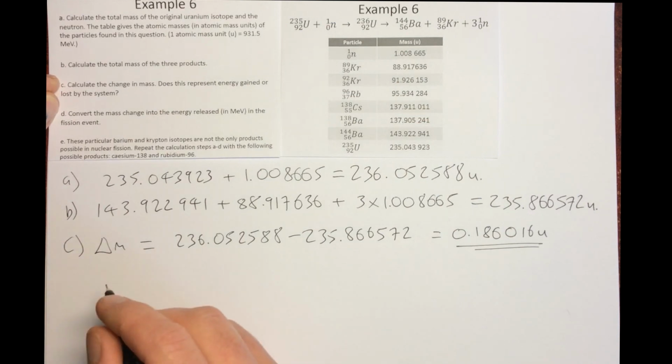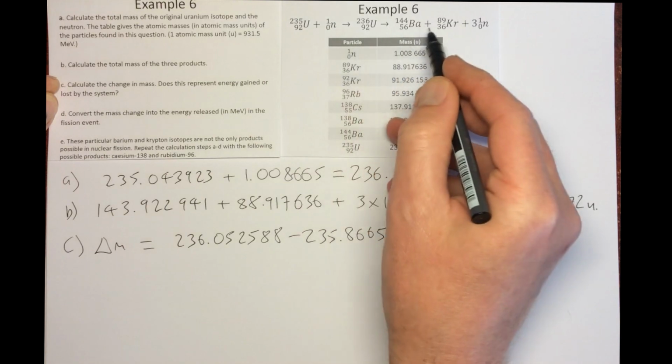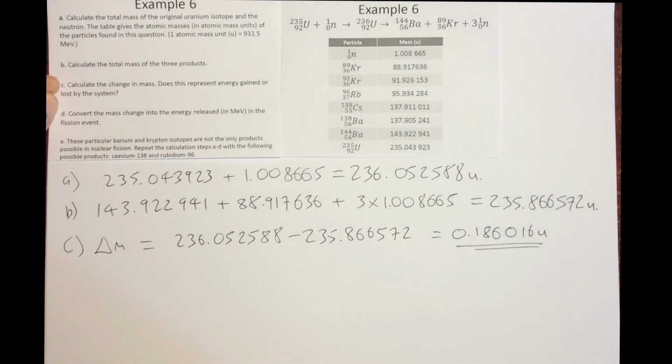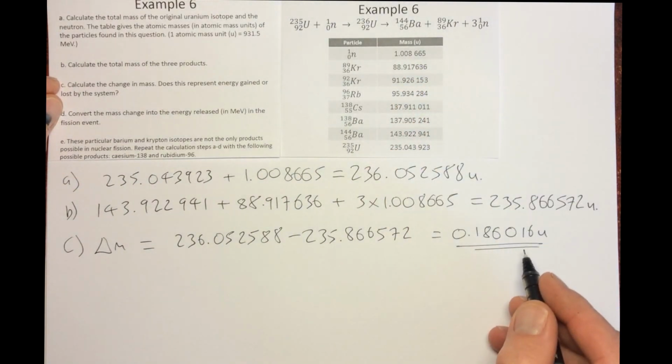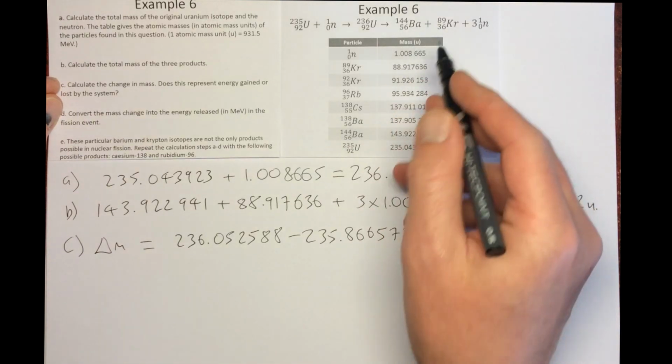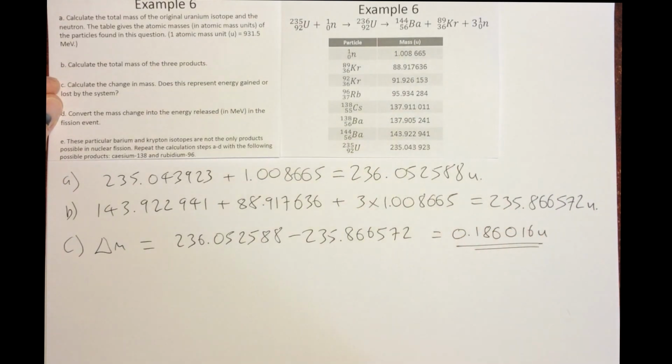Now it asks you, does this energy represent energy gained or lost by the system? Well, as we go from here to here, energy is lost. Energy is lost from the nuclei, but kinetic energy is gained by the product. So you could say this is energy lost from the nucleus, but it's then released as the kinetic energy of the products.